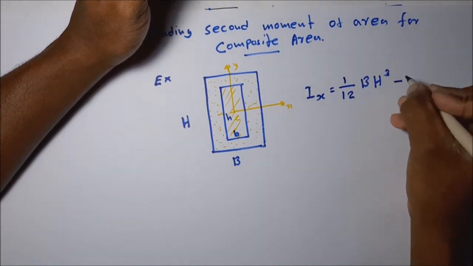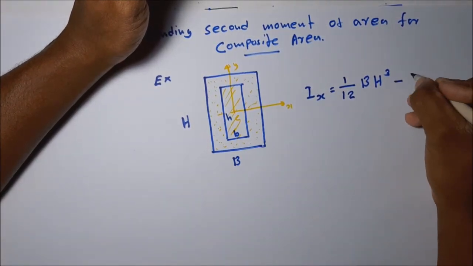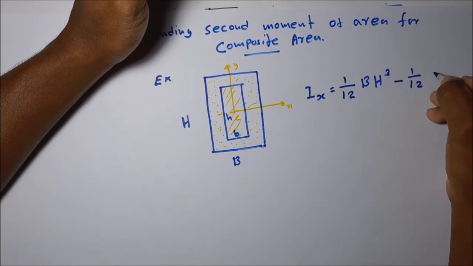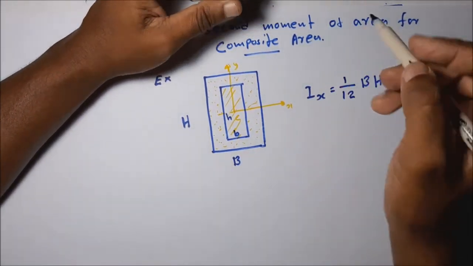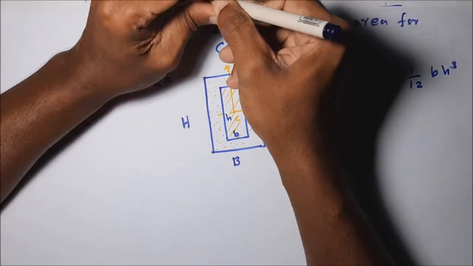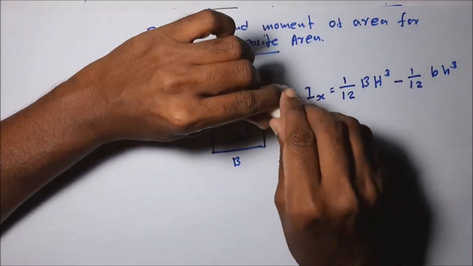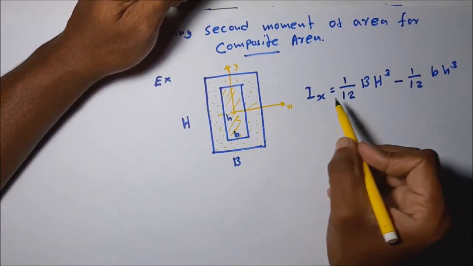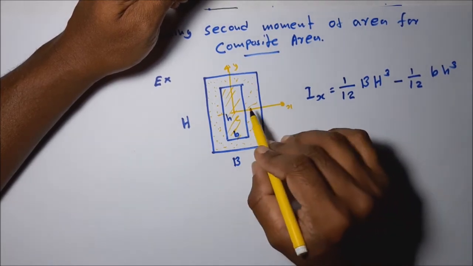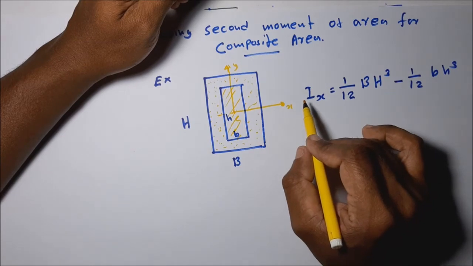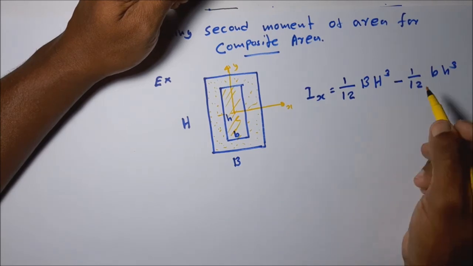Then we can subtract this whole area, the second moment of area, 1/12 b h cubed. Then we can get the resultant. This is the answer. We can subtract or add in this way only if we are calculating the individual component areas on the same axis. Only in that situation can we subtract.